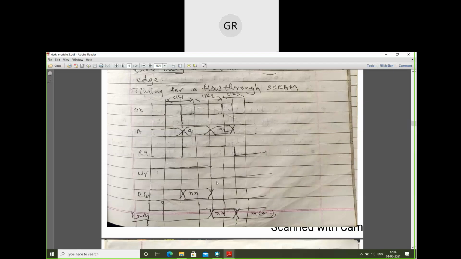At A1 register address, at A1 register data, and when the WR signal is high and the enable signal is high, at clock 1 it is ready to do the write operation. Data is ready for the write operation. At A2 during clock 3, what will happen? At the end of clock 2, it is ready for the read operation, that means at address A2. Just go through this timing diagram.